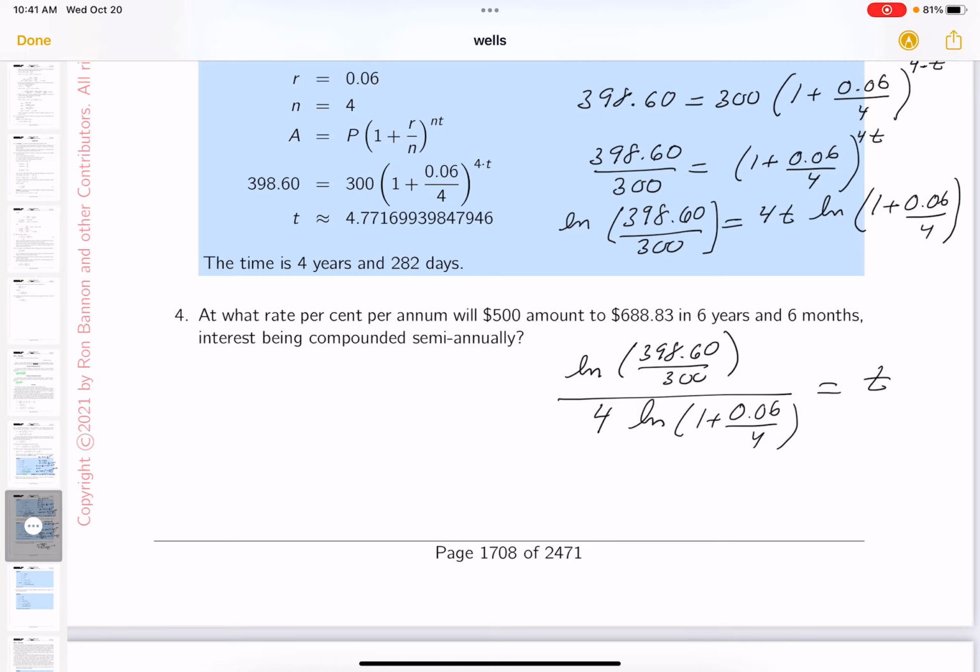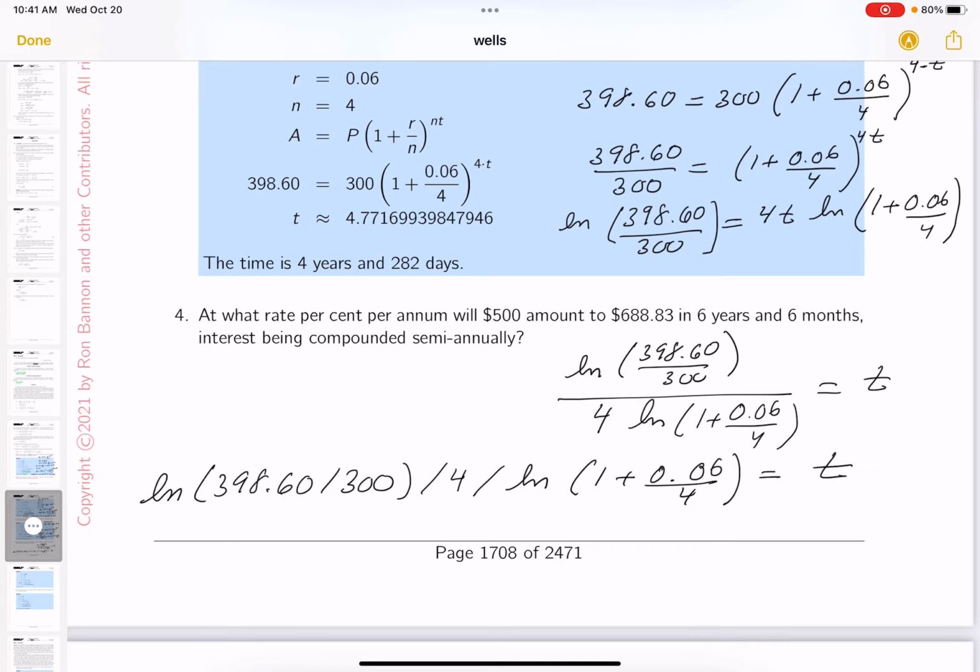Now someone says, how do you do it on a calculator? Well, I'm going to write it down. So on a calculator, it would look like this. Natural log 398.60 divided by 300. And yes, a calculator's no trouble with that. Divide by 4 and divide by the natural log of 1 plus 0.06 over 4. And what are you going to get? You're going to get t. Now, by the way, when you hit the calculator button, it's going to turn out to be a number. That number is going to be an approximate.